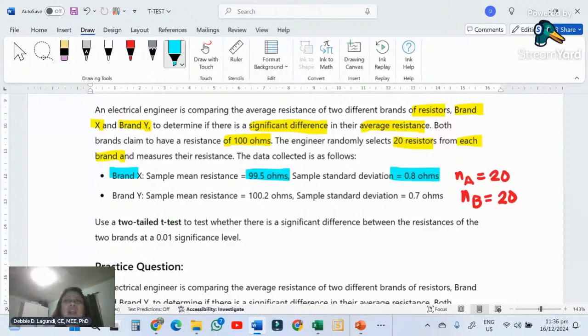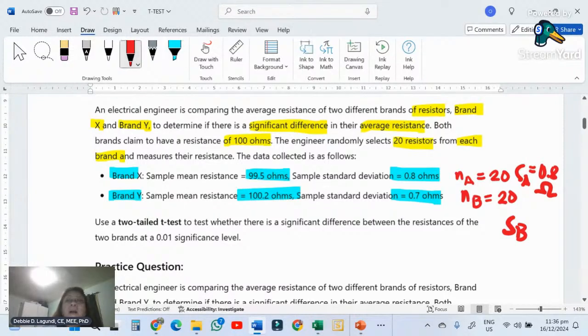It's 0.8 for brand X. So that will be your SA, right? SA is 0.8 ohms. I just have written ohms in here if you have seen it. And then SB, I'll better remove that one and put the ohms in here. The standard deviation for B would be 0.7 ohms. That is brand Y, with 100.2 ohms for the sample mean.